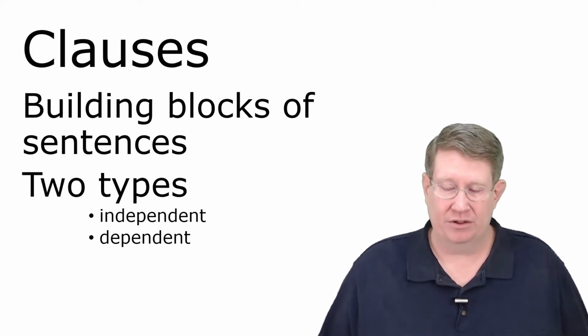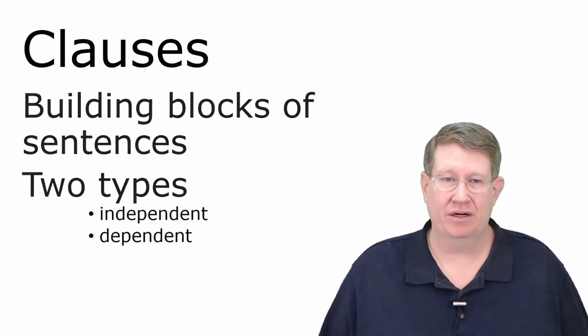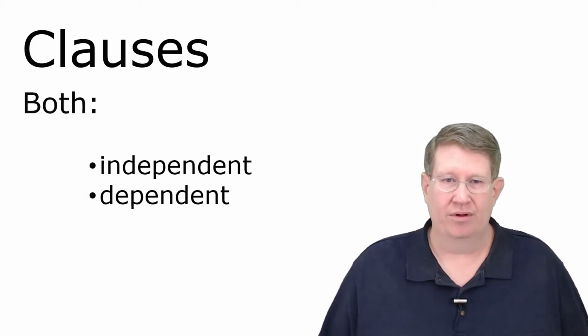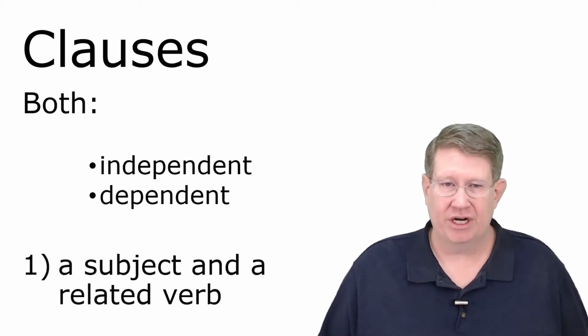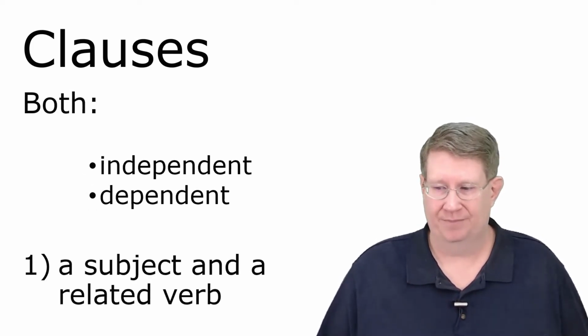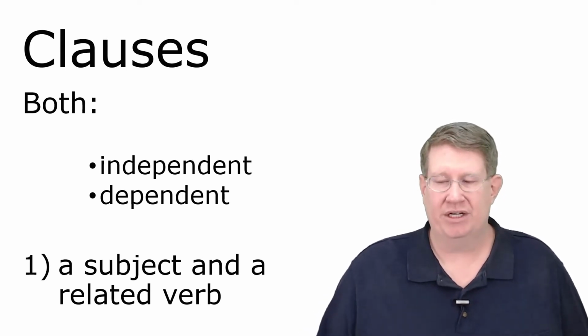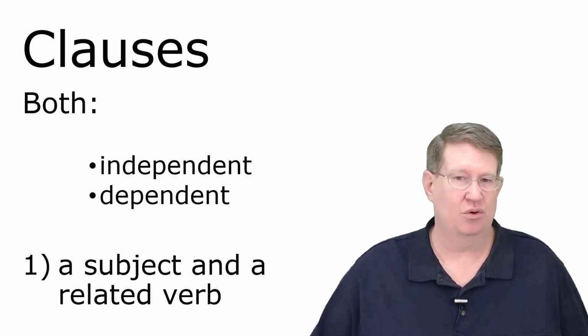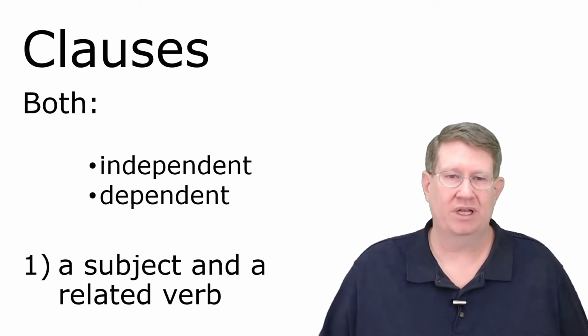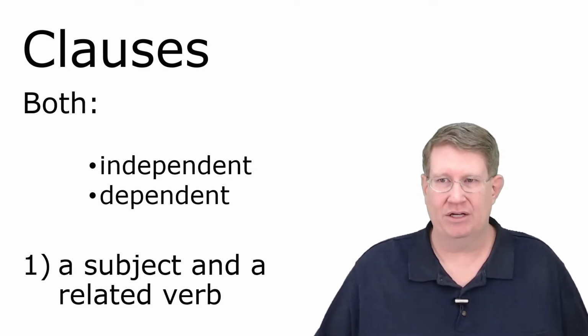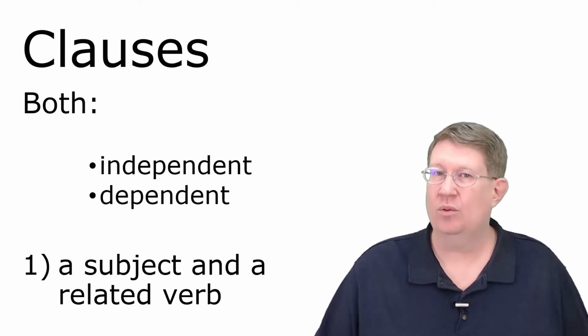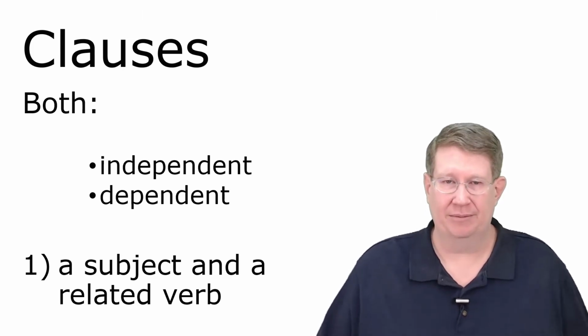Now these two types of clauses have something in common. They both have a subject and a related verb. So, subject is what the sentence is about, it's who is doing the action, and a verb is what tells us what action or what state is being done or is true.